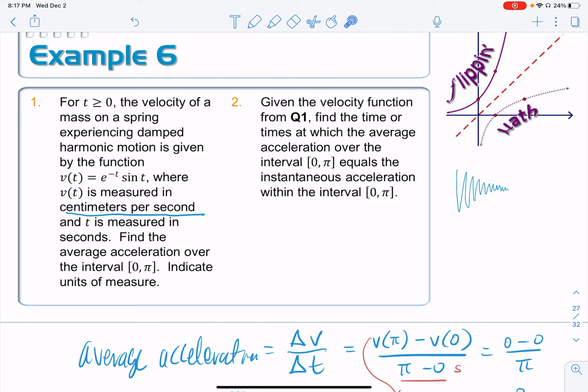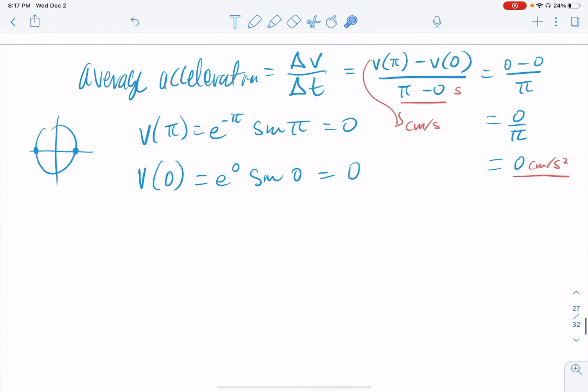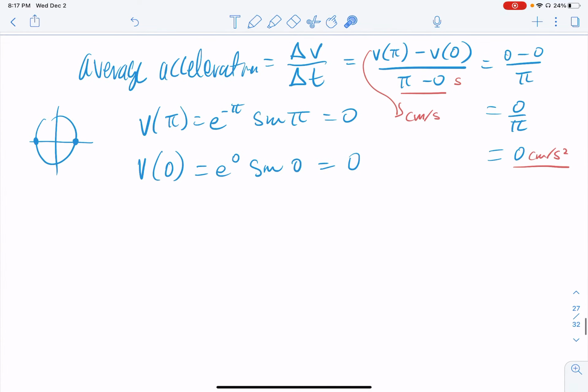It's got to be continuous on the closed interval. Yeah, that fits it. And differentiable on the open interval from zero to pi. Yeah, that fits it too. Okay, and we found ourselves the average rate of change. Now we just need to find the instantaneous rate of change. To find the instantaneous rate of change, got to find the derivative.